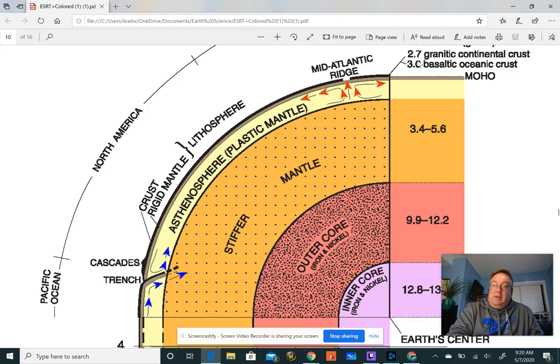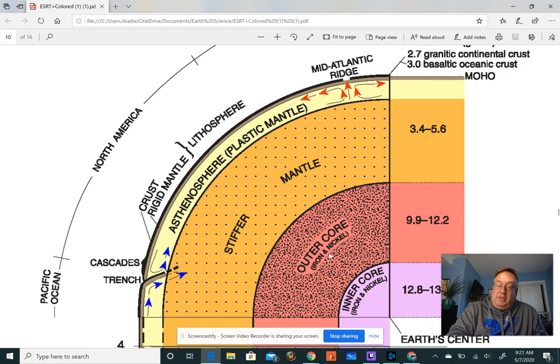Okay. Now, if we look over to the right part of the page here, we have density. So we start off by telling you the density of the continental and the oceanic crust. So 2.7 for the granitic, which means it's made mostly of granite, and 3.0 for the basaltic oceanic crust, made mostly of basalt. Okay, then we get into the mantle, and it's 3.4 to 5.6. 3.4 is the top part where it's kind of touching the yellow. 5.6 is further down.